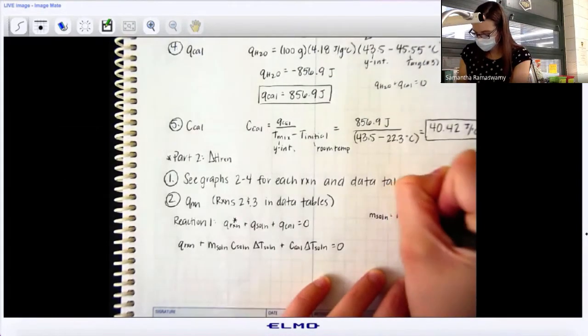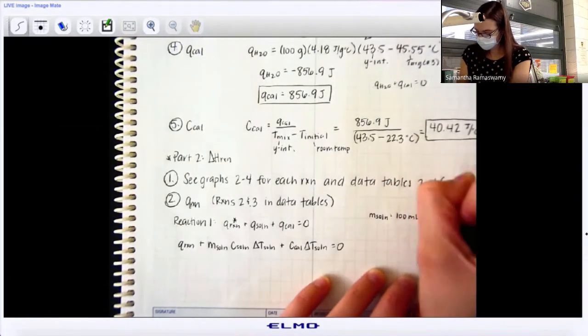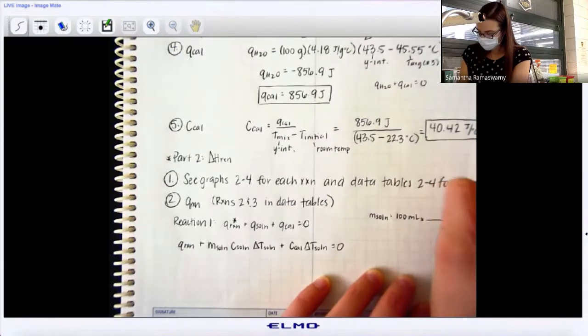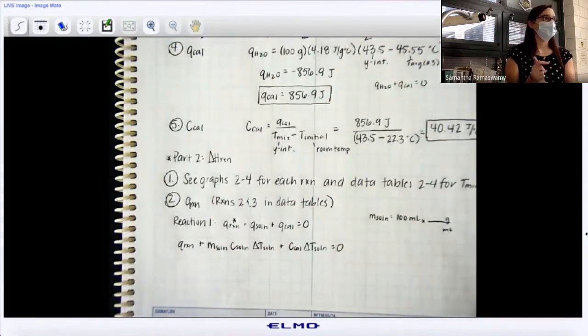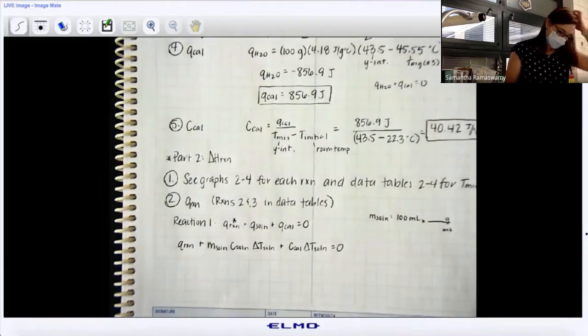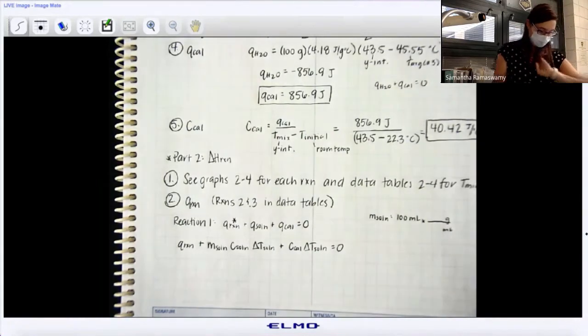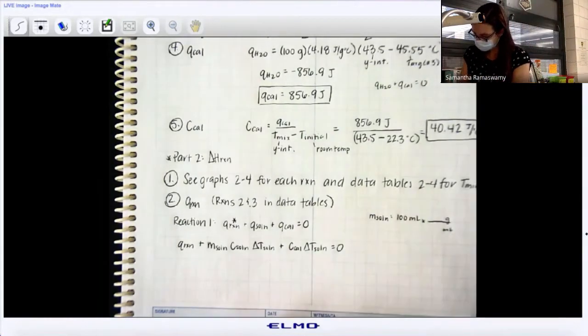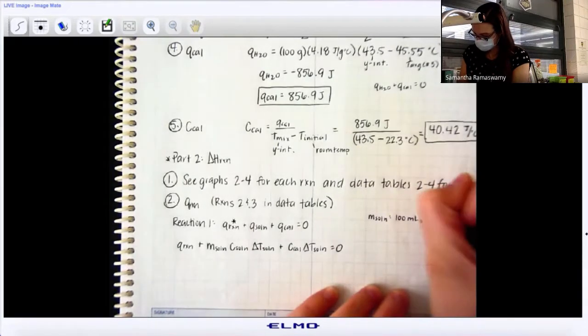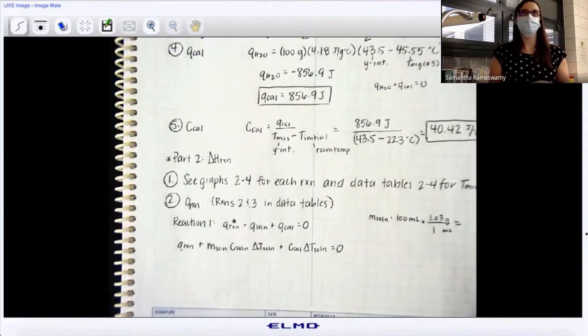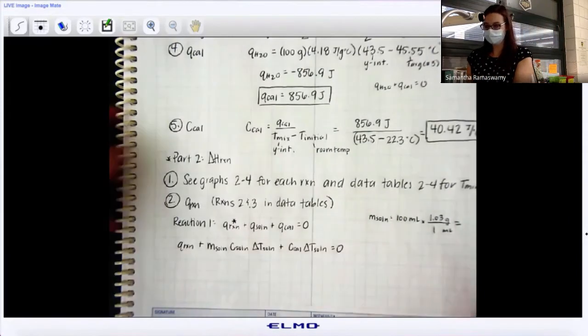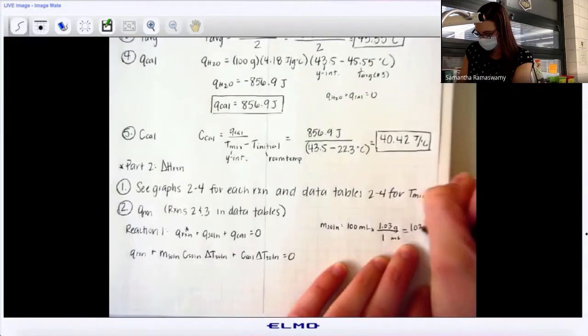We had 100 milliliters of solution. I don't want milliliters, I want grams. I need to use the density. They tell us in number 2, the density is 1.03 grams per milliliter. 1.03 grams per 1 milliliter. 100 times 1.03, that's just going to move the decimal place over. 103 grams.